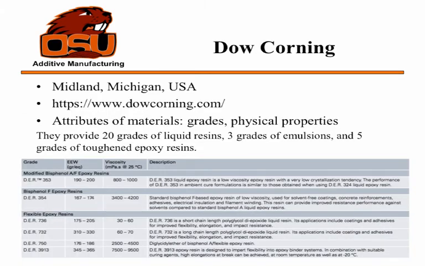One of the most common manufacturers for epoxies is Dow Corning. They have like 20 grades of liquid resins, and different types of emulsions and other reinforced epoxies as well. It's pretty cheap, not that costly. I guess it comes around $50 or something, depending on the grade too.